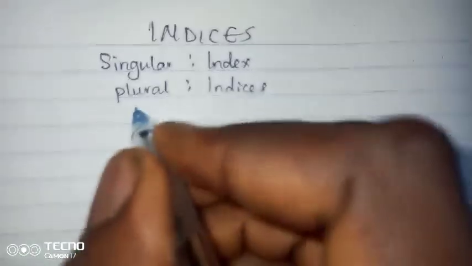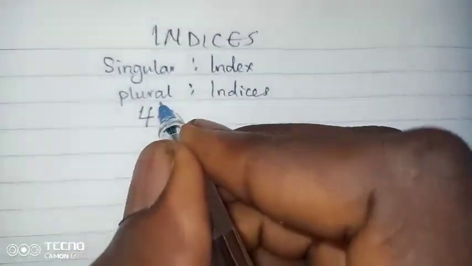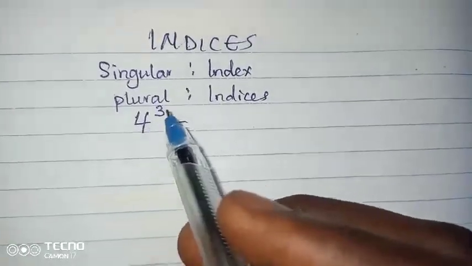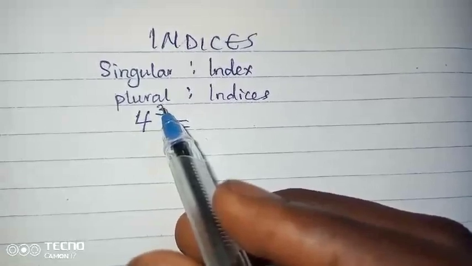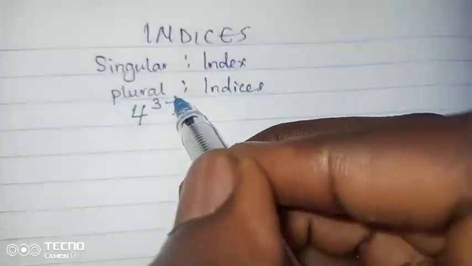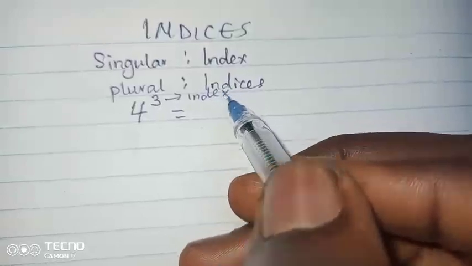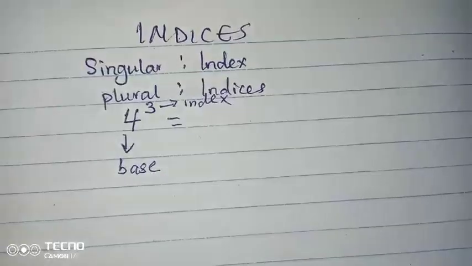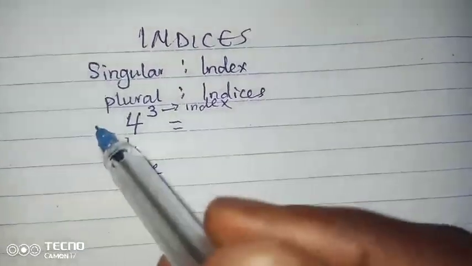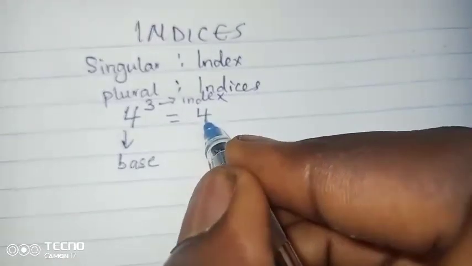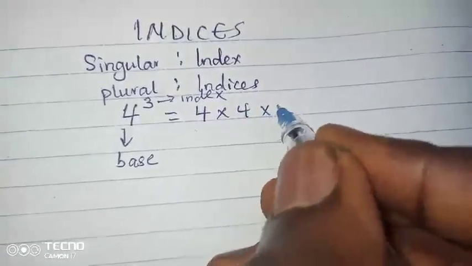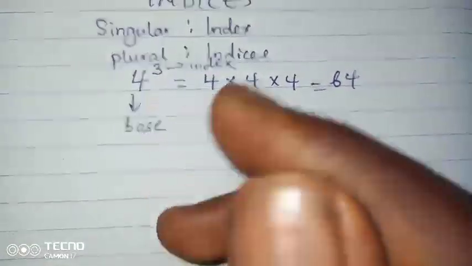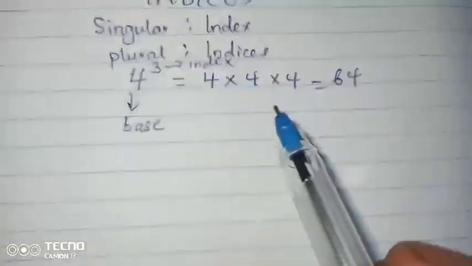So, if for instance we have 4 to the power of 3, what this is trying to tell us is that 4 multiplied itself 3 times. So this 3 here is the index, while the 4 is the base. The index is telling us how many times 4 multiplied itself. So we can expand this to become 4 times 4 times 4, giving us 64. This is just a simple illustration of what an index tells us.